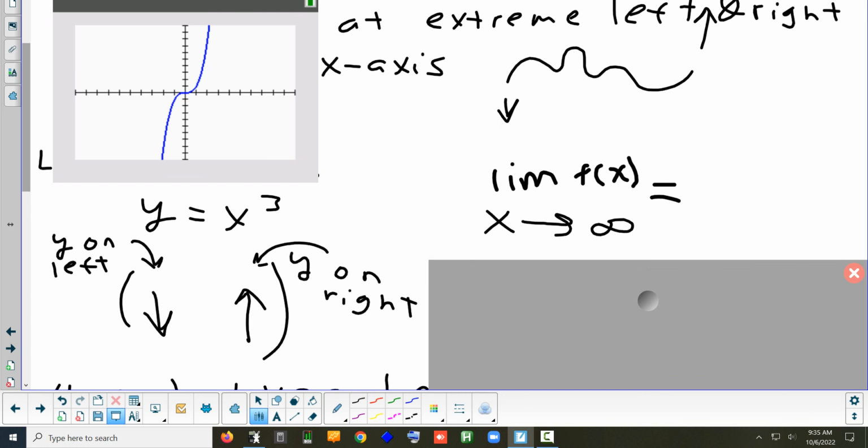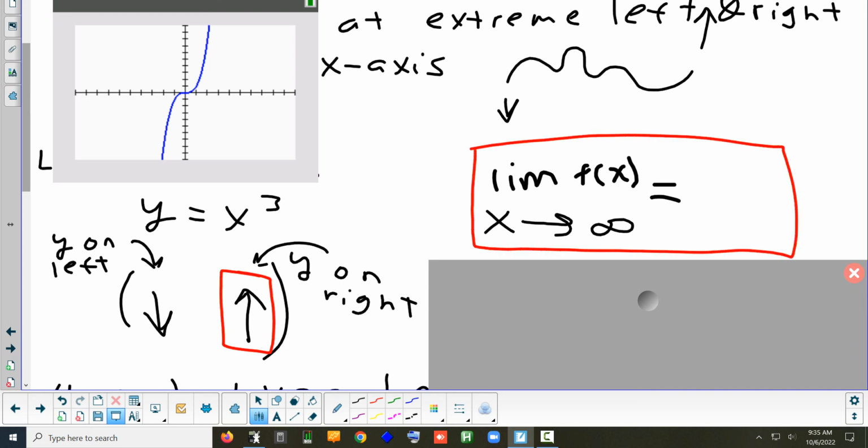And here's the other way. This part right here can be described by what I'm about to write right there. Let me read this exactly how it's written, and then I'll try to simplify it. So this is pronounced the limit of f of x as x approaches infinity. That's very formally how you say it. The limit of f of x as x approaches infinity.